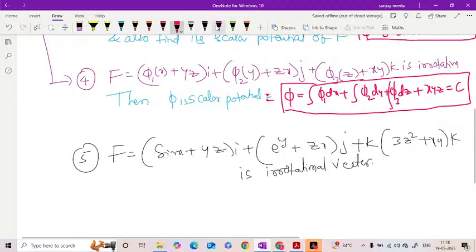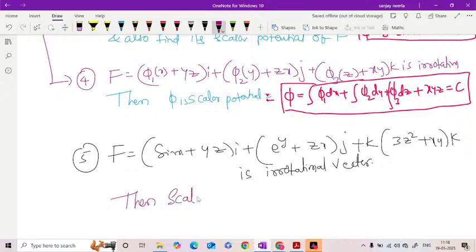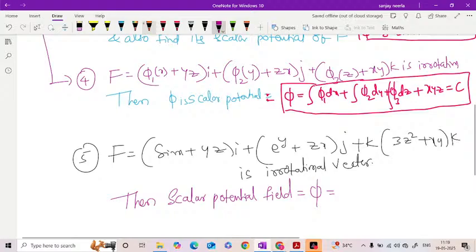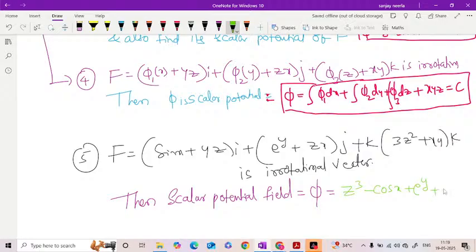Can you tell the results? Anybody, can you guess? z cube minus cos x plus e power y plus xyz equals the scalar potential field. Okay. Pi is equal, tell me here. z cube minus cos x plus e power y plus xyz is equal to constant. Okay, good.